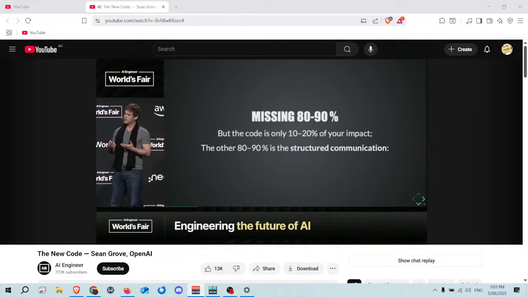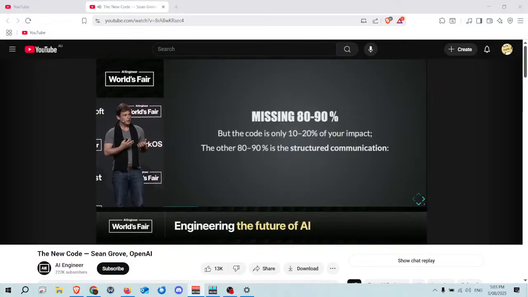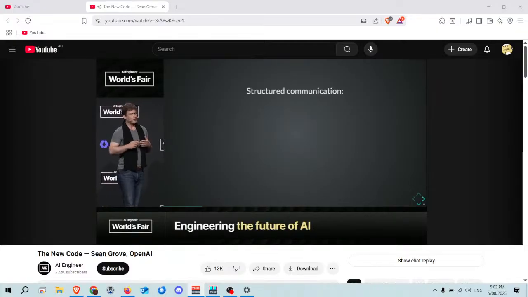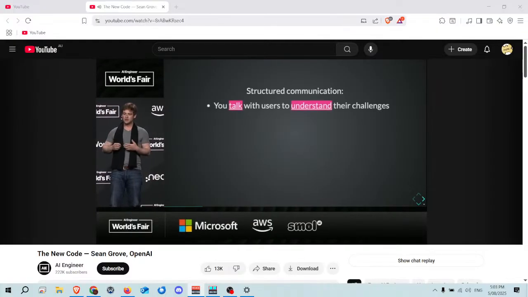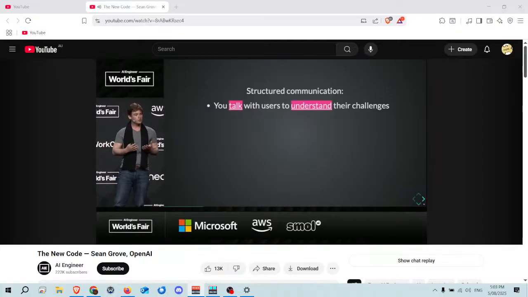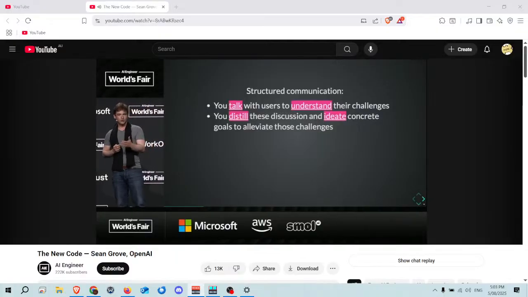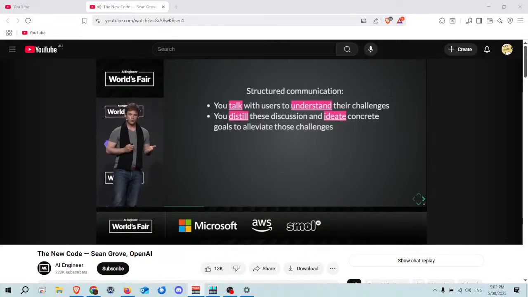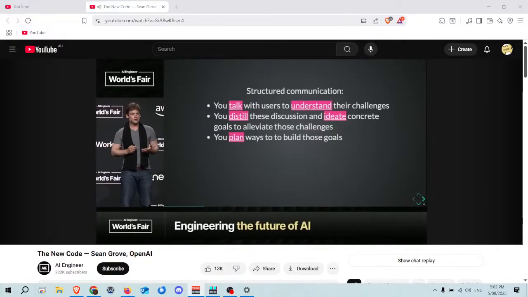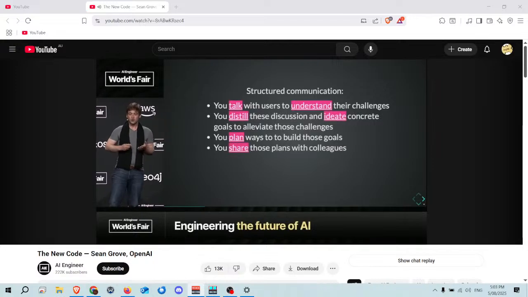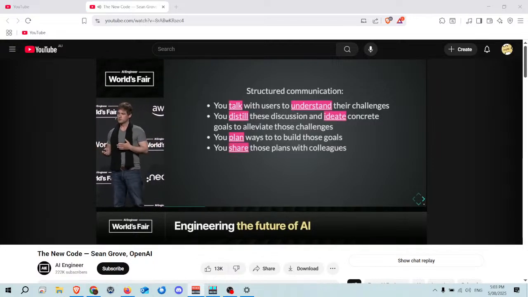But it's sort of underselling the job that each of you does. Code is sort of 10 to 20% of the value that you bring. The other 80 to 90% is in structured communication. And this is going to be different for everyone, but a process typically looks something like you talk to users in order to understand their challenges. You distill these stories down and then ideate about how to solve these problems. What is the goal that you want to achieve? You plan ways to achieve those goals. You share those plans with your colleagues.